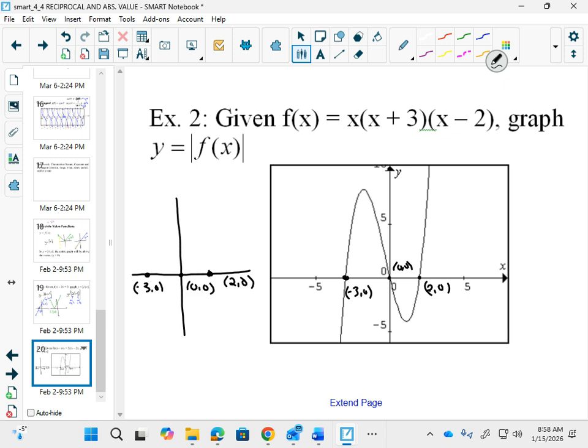So between negative 3 and 0, that part would stay the same, because the y values were positive, so the absolute value won't make a difference. After 2, this part of my graph will stay the same. But where my y values were negative, you have to do a vertical reflection. So this part will flip up to look like that, and this part left of negative 3 will flip up. And this is the absolute value graph.